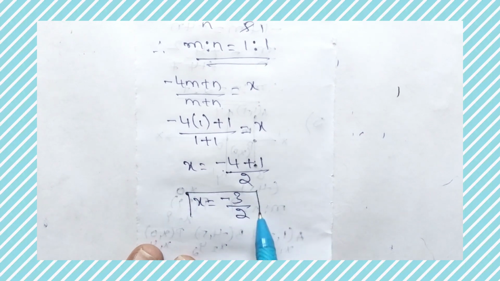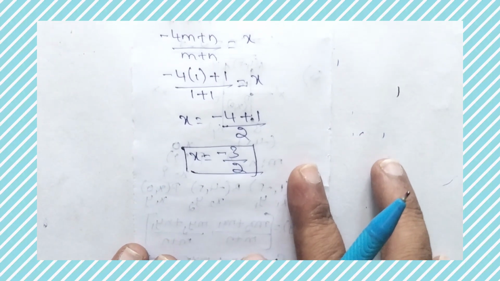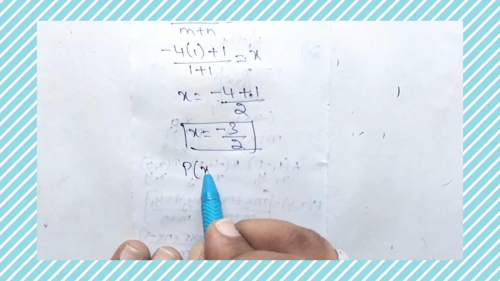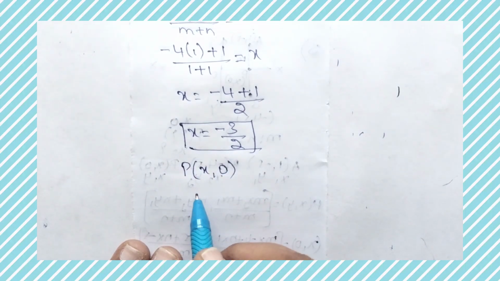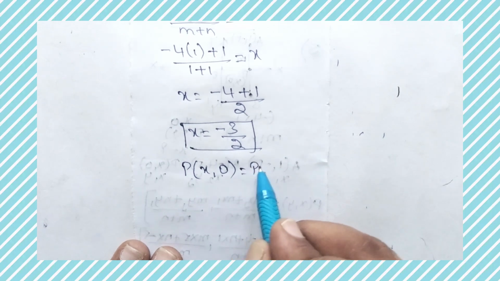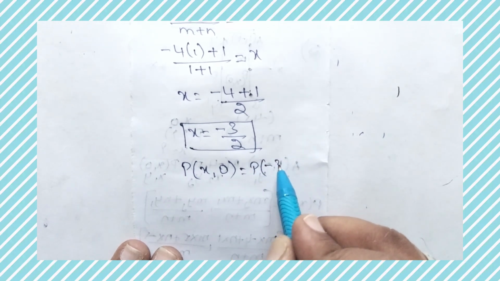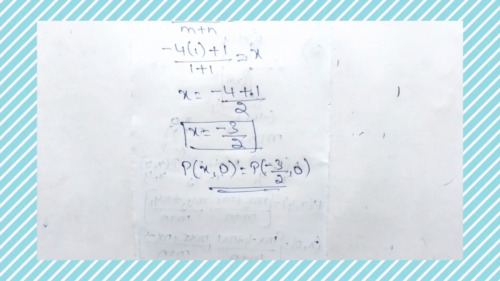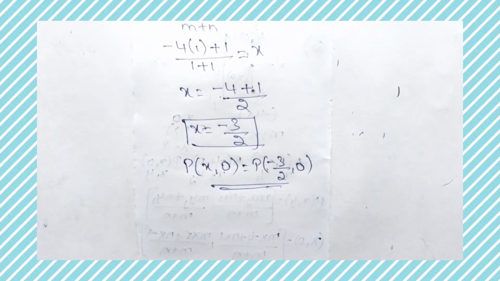So we got the value of x as minus 3 by 2. Now find the coordinates of point P. So the coordinates of point P is x comma 0. So that is equal to P x comma 0. What is x? Minus 3 by 2 comma 0. So like this we have to find out the coordinates of the point P, and the ratio, and the coordinates also we have to find out. So like this we have to solve this question.